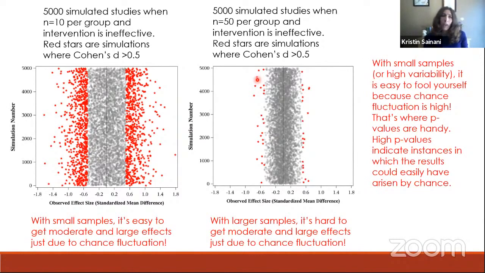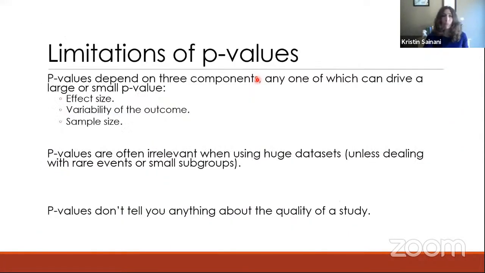What this means is, if I do especially a small study or a study with a lot of variability, and I see this impressive point estimate, the p-value is handy because I can look at the effect estimate and then I can also look at the p-value and I can go, oh yeah, that high p-value reminds me that this is a result that could have easily arisen by chance. So it helps me to not fool myself. This is particularly important, again, in small to moderate sized studies.